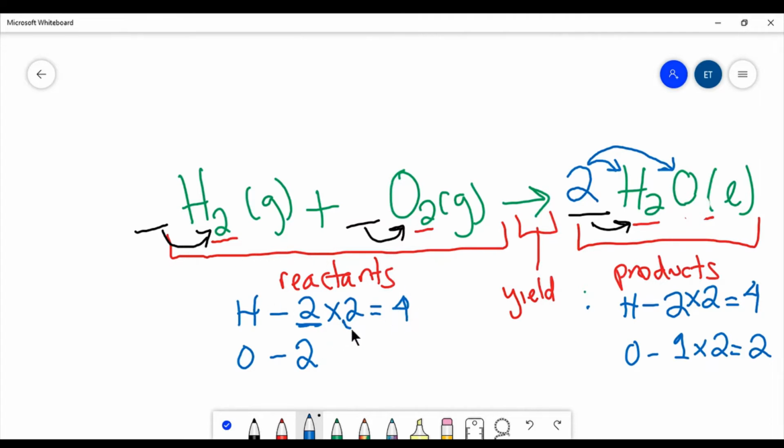So remember, this number that we're multiplying with is our coefficient, the big number that goes in front. So a 2. So now if you check, 2 times 2 is 4. 2 times 2 is 4. And then right here, we left it blank, but there is an imaginary 1. You don't have to write it, but if that helps you, you can write it. So then we have 2 oxygens here. 2 times 1, 2 oxygens. So now we have a balanced equation. So let's go ahead and try another example, a little bit more complex.